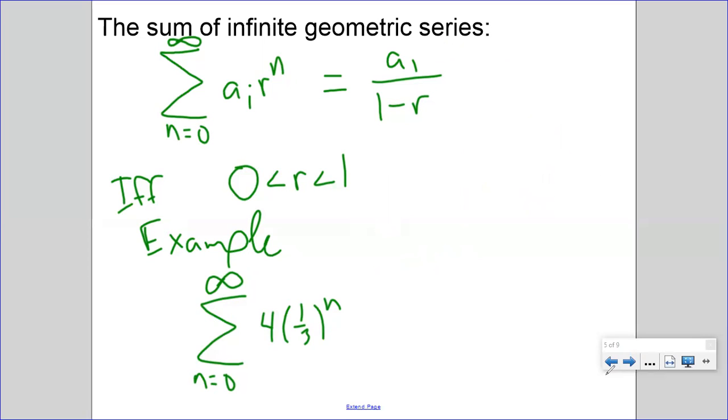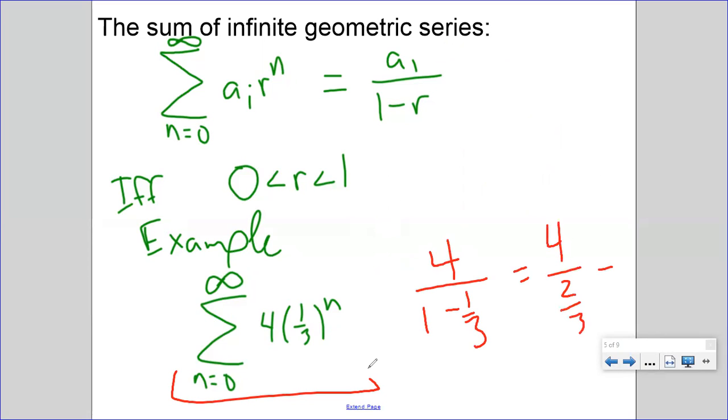So let's look at an easy example of this. Here we're finding the sum, drawing diamonds again. Here we're finding the sum of this term starting at 0, going to infinity. It would be 4 over 1 minus 1/3, which is 4 over 2/3. So we get 6. The sum of this whole thing is 6.